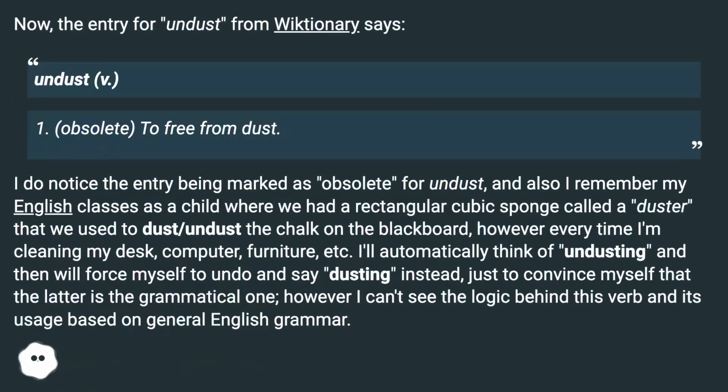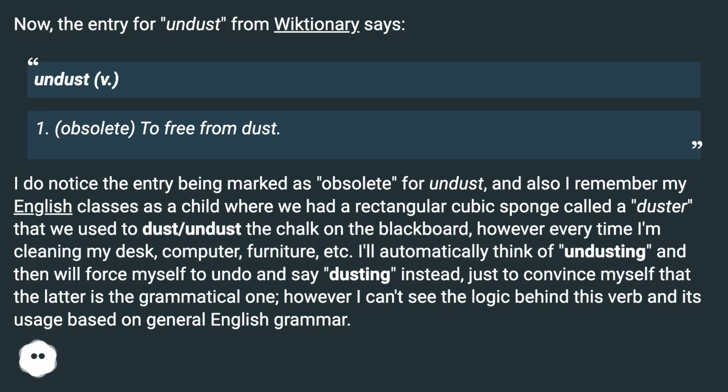Now, the entry for undust from Wiktionary says: Undust, verb. Obsolete, to free from dust. I do notice the entry being marked as obsolete, and also I remember my English classes as a child, where we had a rectangular cubic sponge called a duster that we used to undust the chalk on the blackboard. However, every time I'm cleaning my desk, computer, furniture, etc., I'll automatically think of undusting and then will force myself to undo and say dusting instead, just to convince myself that the latter is the grammatical one.